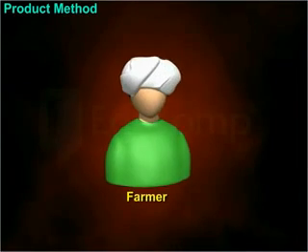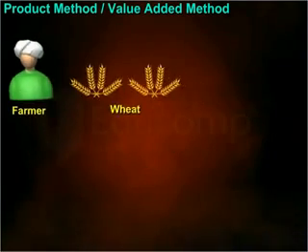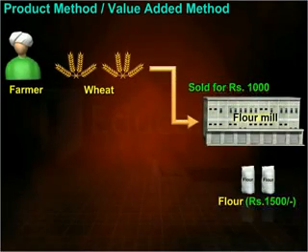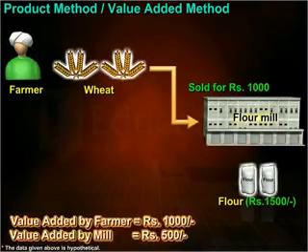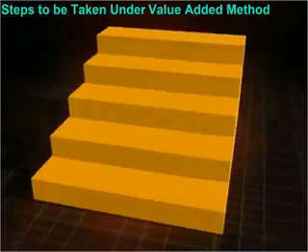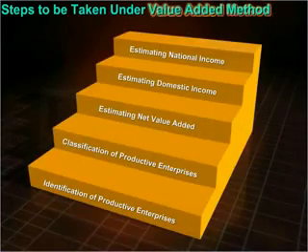Let us understand the product method, which is commonly known as the value added method. Value added is the value created by each producer at every level of production. There are certain steps to be followed in order to estimate national income by the value added method.